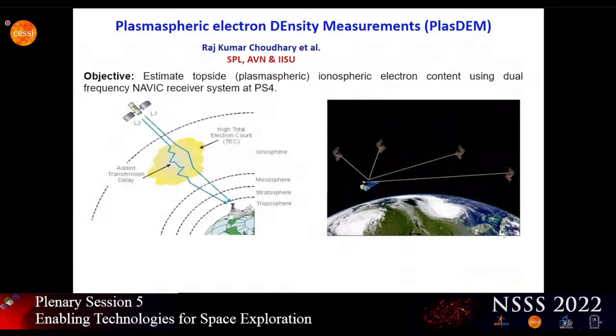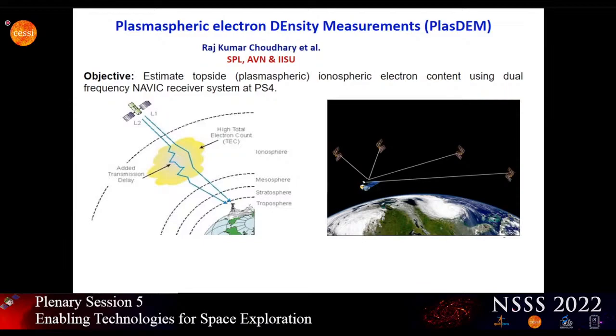Another very interesting concept that Rajkumar Choudhury and others have brought in, again from SPL, AVN and IASU combined effort, is to measure the plasmaspheric electron density by flying a NAVIC receiver in the PS4. When you have a NAVIC kind of receiver or GPS receiver at the ground, you are able to measure the total electron content. Now, if it is flown on board a PS4, what it is going to give is the plasmaspheric electron density above the satellite altitude, which is not much measured.